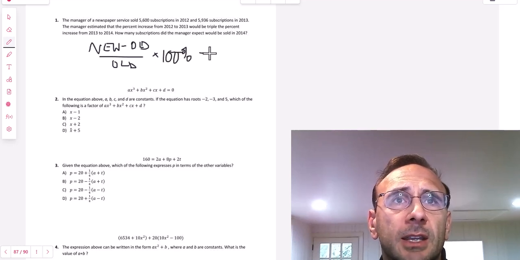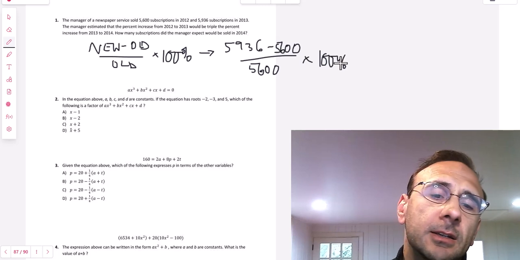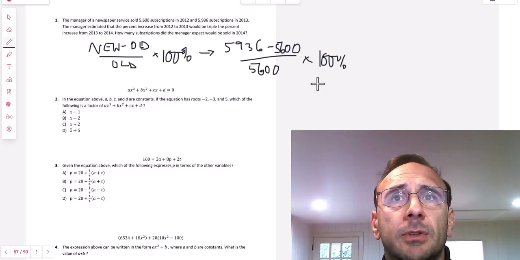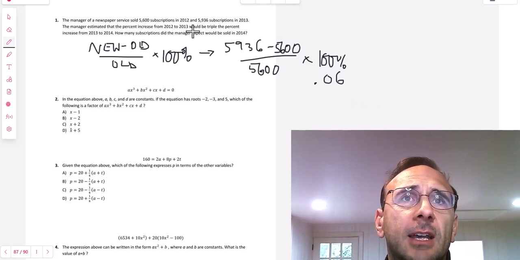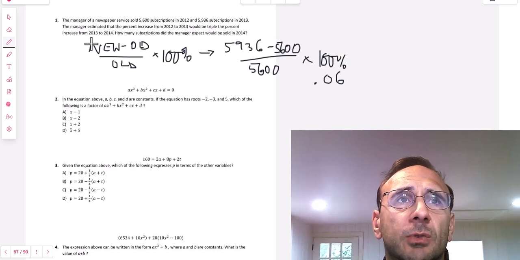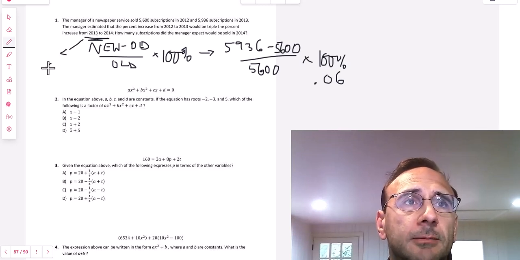Kids tell me that looks like the standard error formula. So we do 5936 minus 5600 divided by 5600 times 100%. And at that point we get 0.06. So a 6% increase. Now here we want to be careful. That increase is triple the increase from 2013 to 2014. Meaning from 2013 to 2014, it's only going to be 2%.